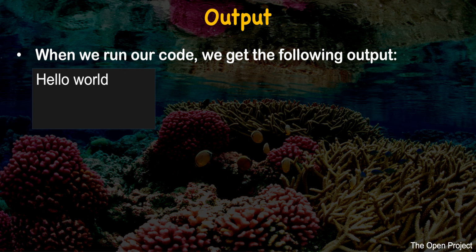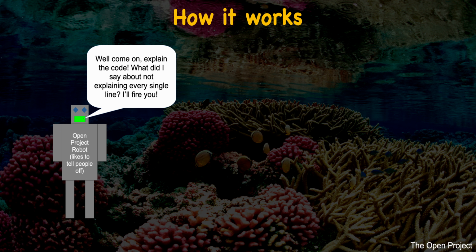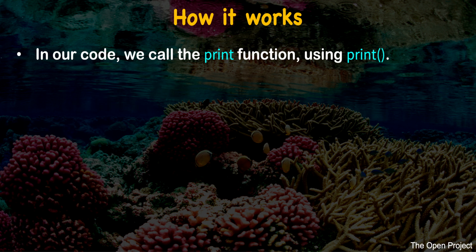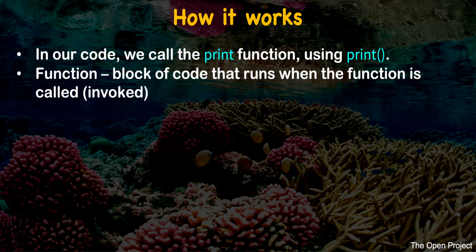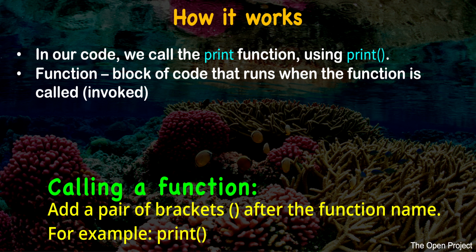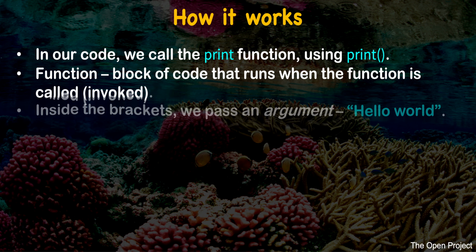Great, now we've successfully written and executed our code, let's explain what it all means. First, we start by calling the print function. A function is basically just a block of code or group of code that executes when we call it. In our case, when we call the print function, Python prints some text to the screen. We can call a function by adding a pair of brackets to the end of a function name. In our case, we'd call the print function by typing print and then some brackets.